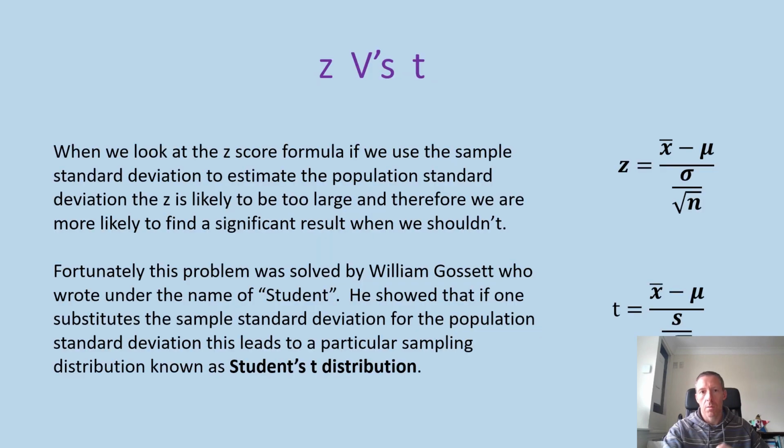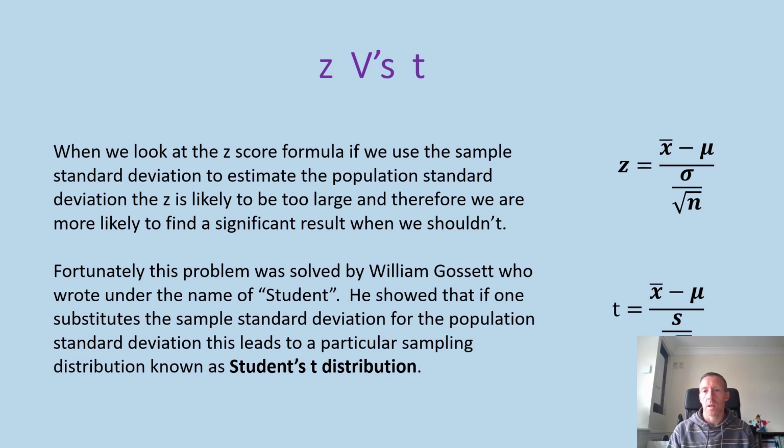Right, so Z versus T. I think I just said this, but I'll read the top bit. If we look at the Z formula, which is on the right of this slide, the one for group means, if we use the sample standard deviation to estimate the population standard deviation, then Z is likely to be too large, and we're more likely to find a significant result than we should have. The bottom formula there is the T formula. I'll come to that in a second.